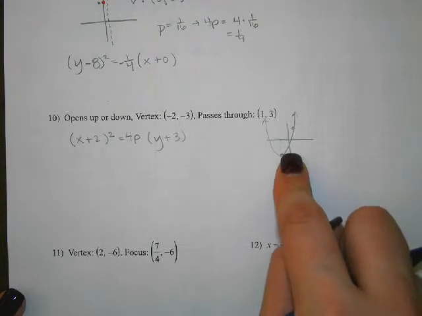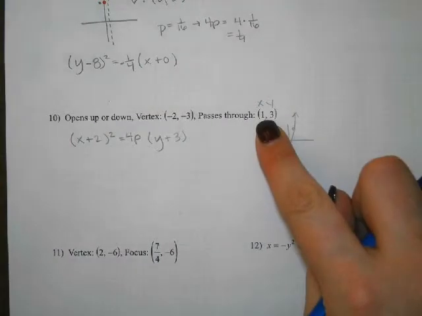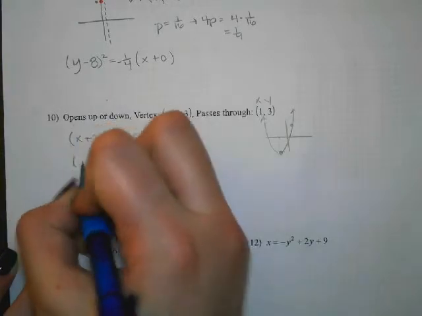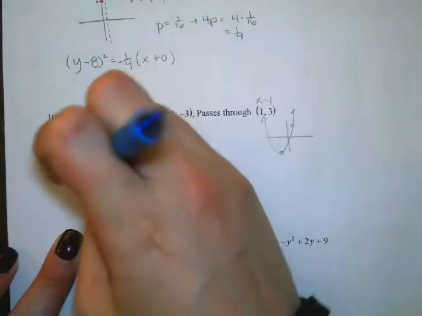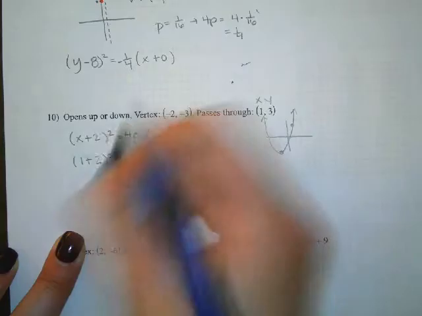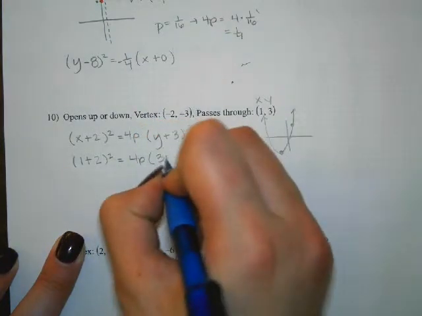Now I'm going to go ahead and plug in 1 for x and 3 for y. I'm going to do that because I know that's a point that shows up on the line. And if I plug in something for x and y, then the only thing I have left is p, and I can solve for that. Okay? So I'm going to say 1 plus 2 is 3. 1 plus 2 squared equals 4p times 3 plus 3.